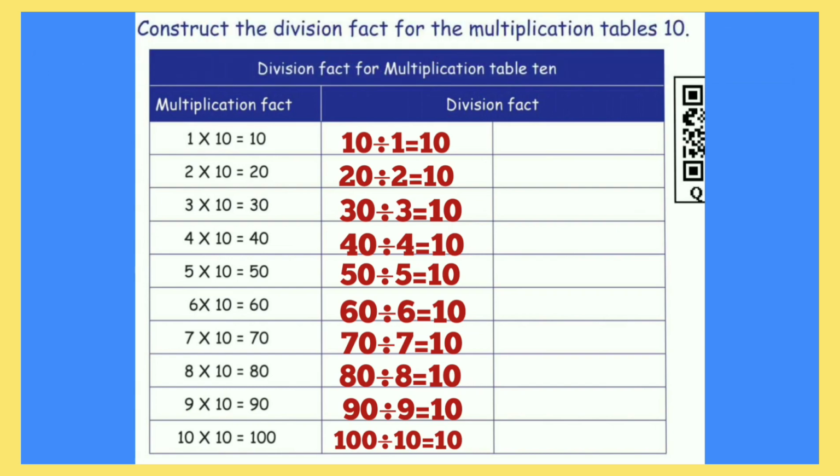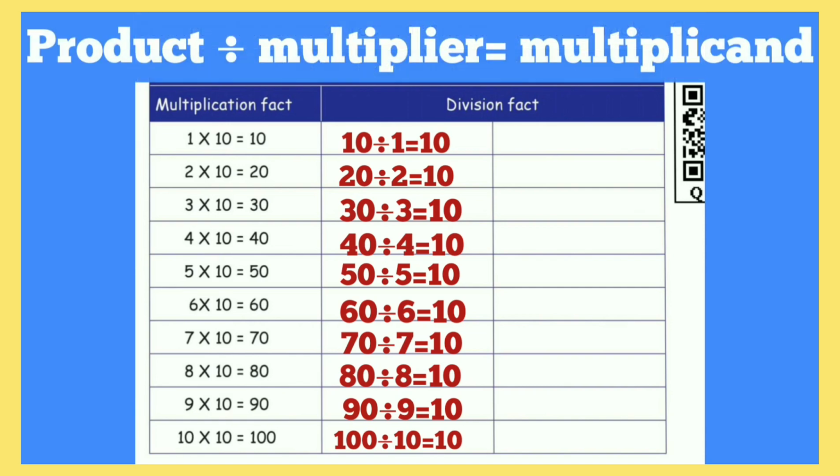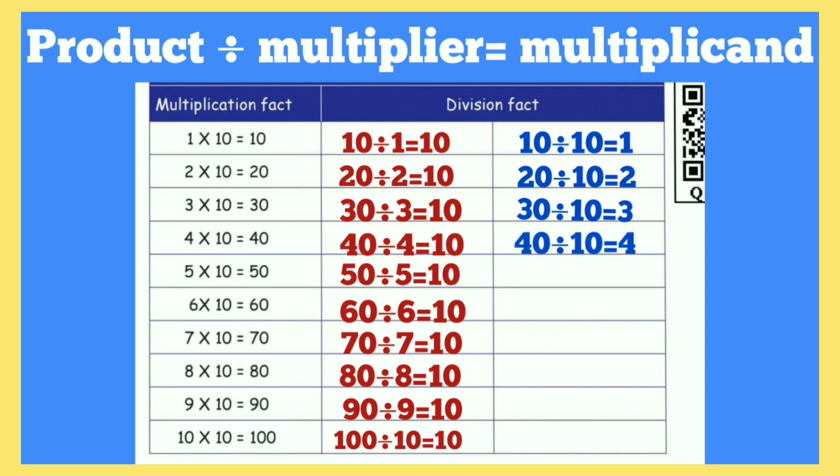Children, let's use the other method, which is product divided by multiplier equal to multiplicand. The division facts are 10 divided by 10 equal to 1. 20 divided by 10 equal to 2. 30 divided by 10 equal to 3. 40 divided by 10 equal to 4. 50 divided by 10 equal to 5.